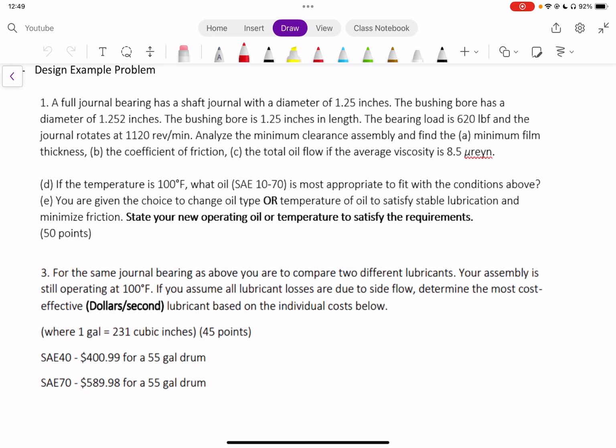So it says if the temperature is 100 degrees Fahrenheit, what oil SAE is most appropriate to fit with the above conditions? So we'll know that we have to worry with temperature eventually. And you're given the choice to change oil type or temperature to satisfy stable lubrication and minimize friction. State your new operating oil or temperature to satisfy the requirements.